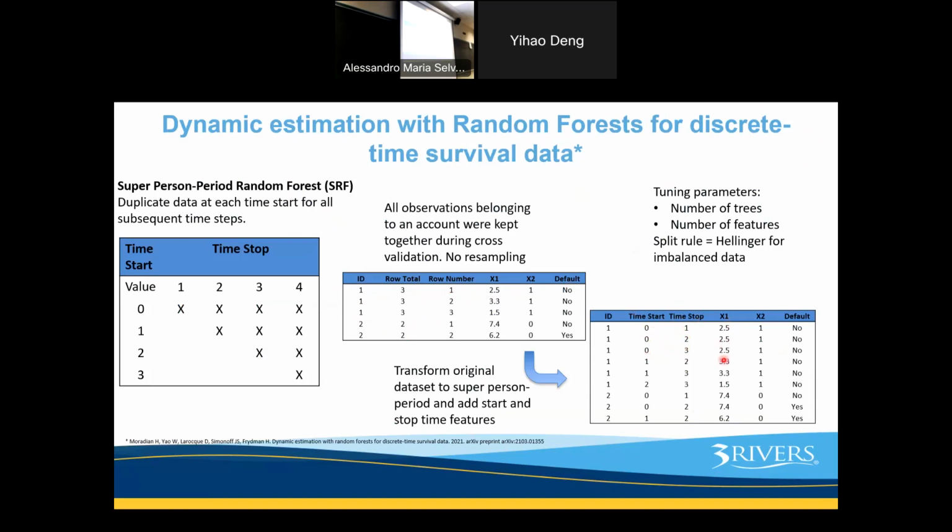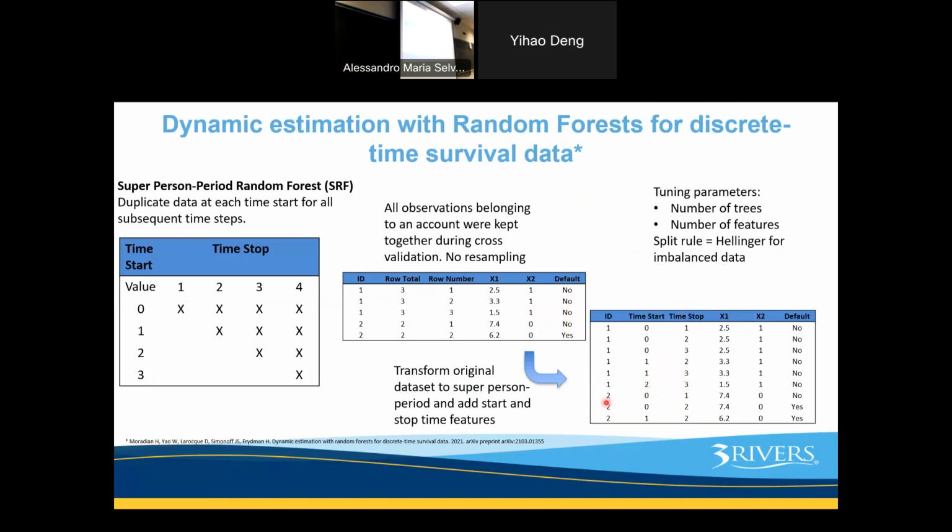And we use the same covariate or the same feature values as the original time start 0. In this example, the x1 is a time varying covariate, x2 is a fixed covariate, and the default is whether they default or not in the observation. So we also repeat that with time start 1. We add this time start 1, time stop 3, and then the final one, 2 to 3, we don't need to do anything with because there's only one step.